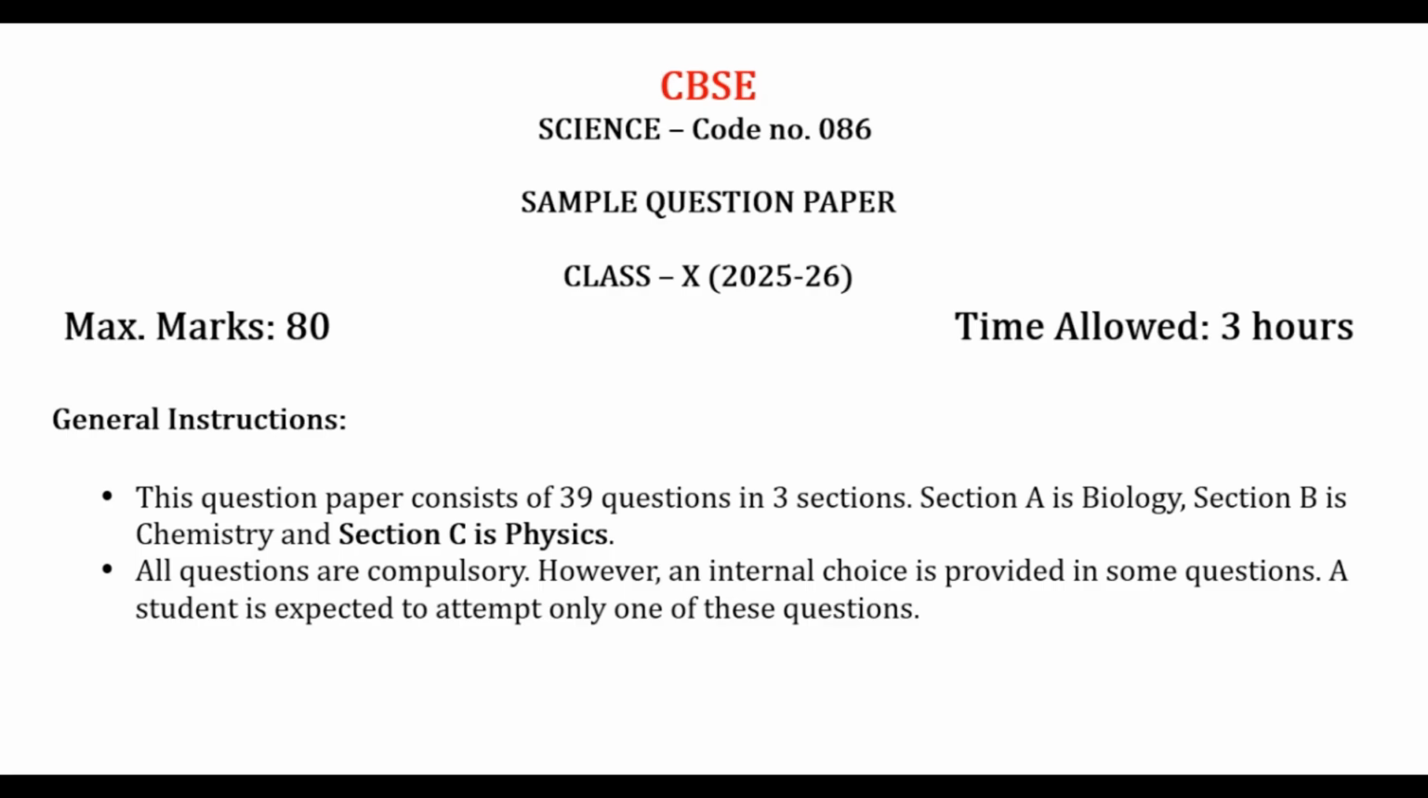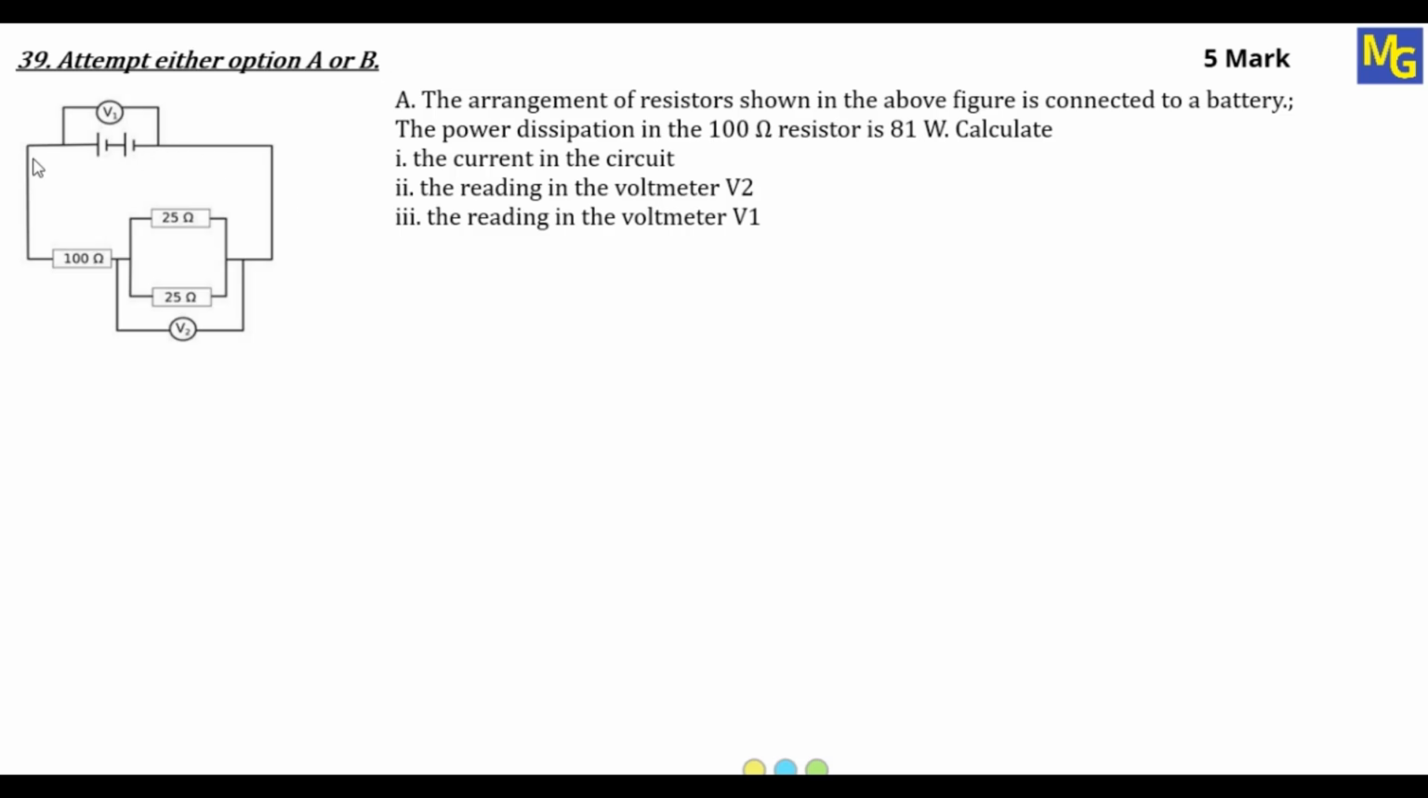So let's start with the first question of 5 marks, Section C physics. We are going to start with question number 39, and it has an OR option, that is, attempt either option A or B. As I told, whichever question you feel is easy and whichever you can solve completely to get full marks, that you have to attempt.